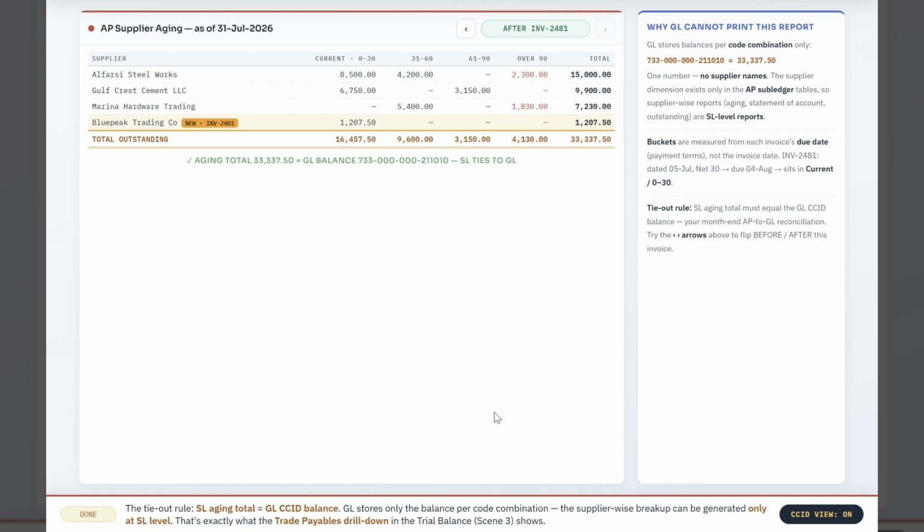So let's lock this in. 1. Documents are entered in subledgers with full detail. 2. Subledger accounting converts them into balanced journals. 3. Only summaries reach the general ledger at code combination level. And 4. Whenever you need the who and the how old, supplier wise, customer wise, asset wise, you go back to the subledger. The next time someone asks you the difference between SL and GL, just say the GL knows how much, the subledger knows who.